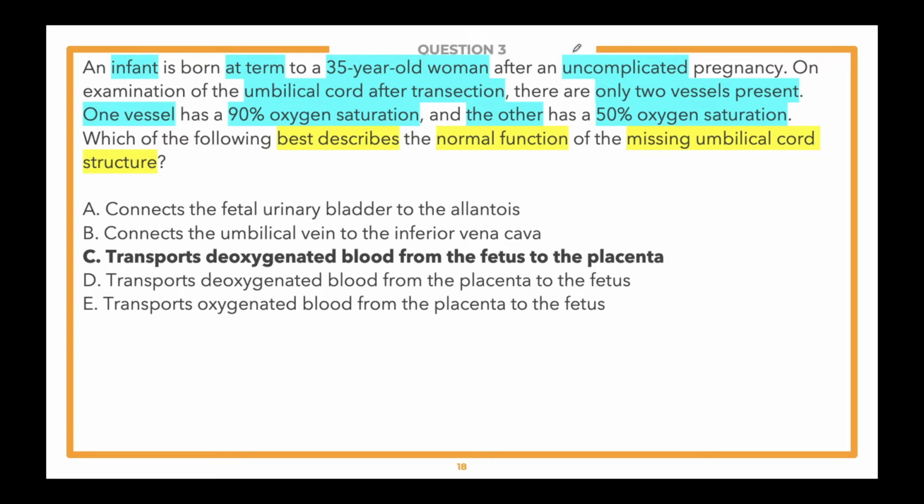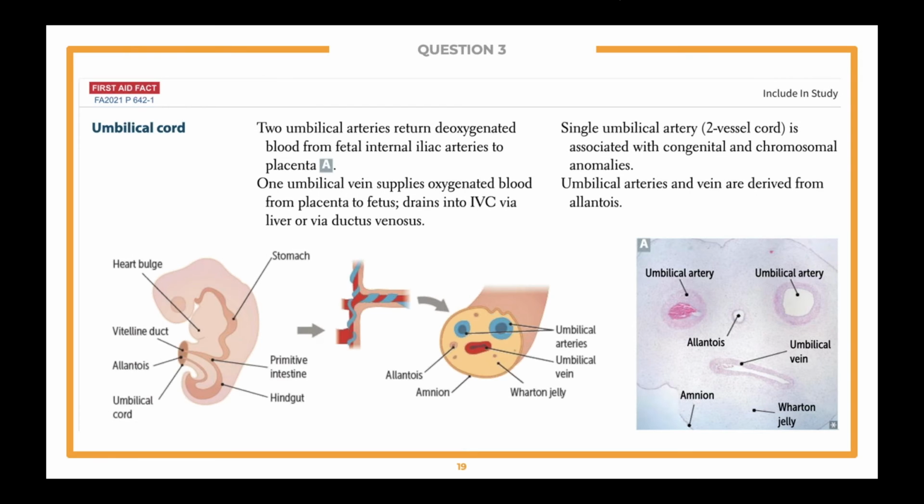Let's go ahead and take a look at the next slide, and we'll see what those vessels are. We've got 2 umbilical arteries, okay? And we've got 1 umbilical vein. The umbilical arteries return deoxygenated blood from the fetus to the placenta, which was answer choice C. Okay. We've got one umbilical vein, and that carries oxygenated blood to the fetus from the placenta.